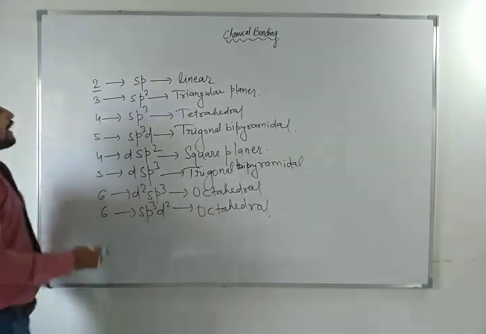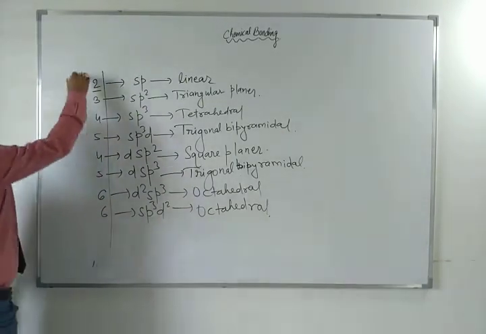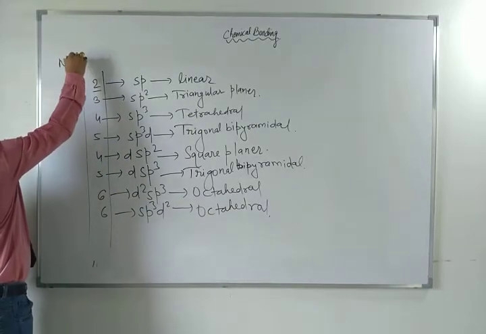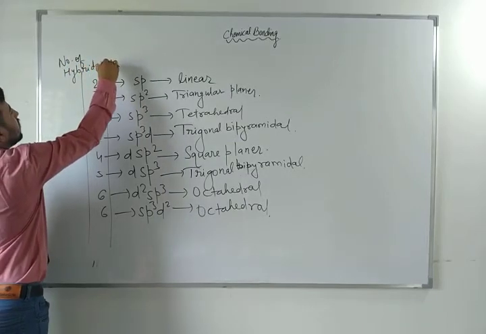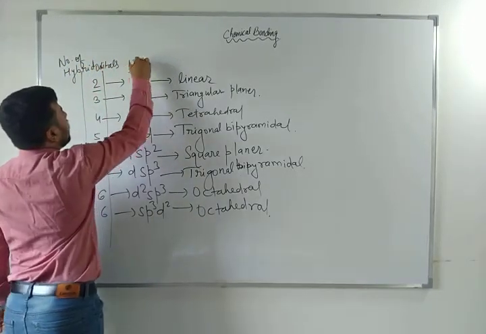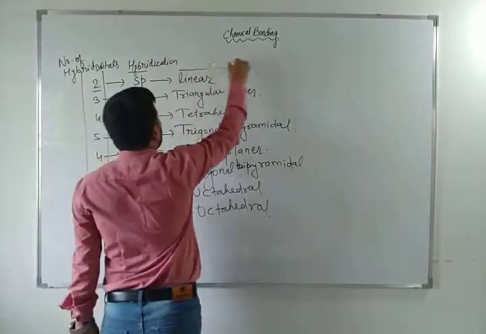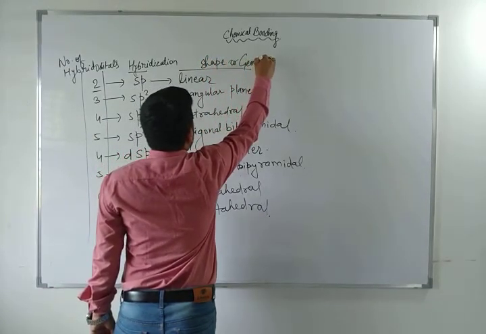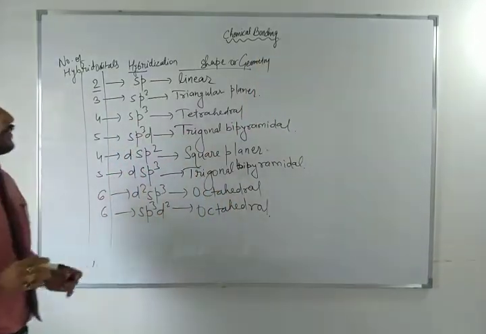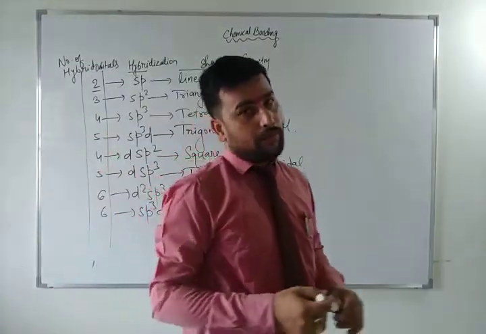Okay, so these are the types of hybridization. These are the number of hybrid orbitals. This is hybridization. And this is geometry or shape of the molecules. Okay? So this thing you have to learn, how many atomic hybrid orbitals are there and which type of shape they are forming.